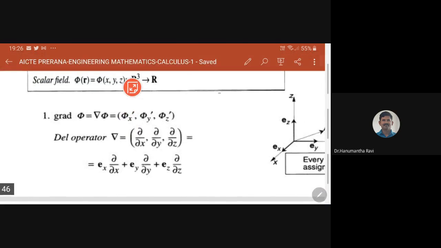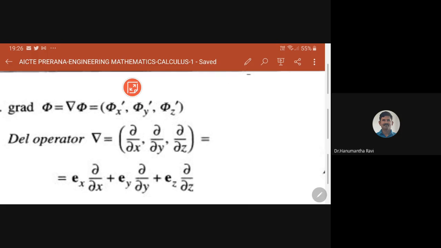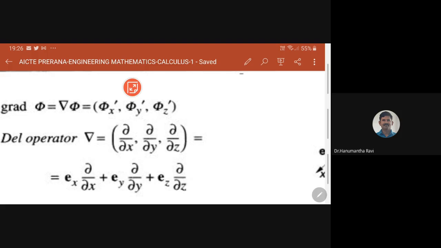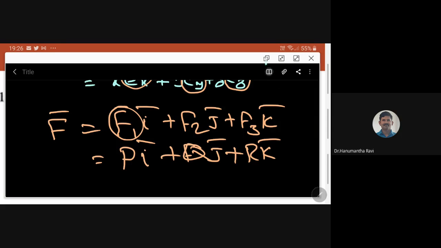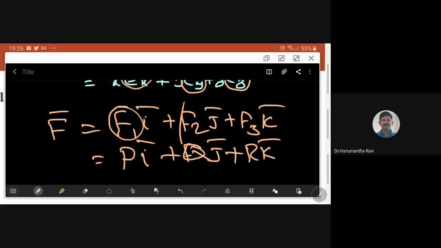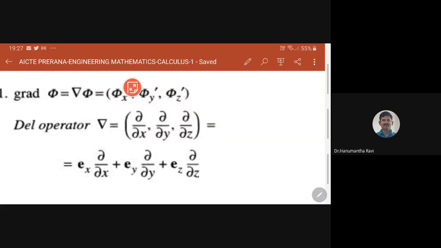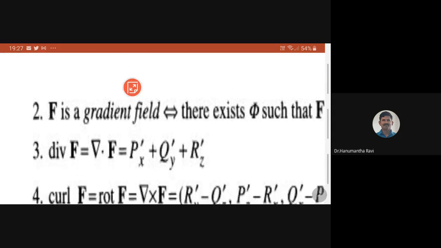So this gradient definition we have given: phi x, phi y, phi z. Gradient means dou phi by dou x i bar plus dou phi by dou y j bar plus dou phi by dou z k bar. That's what we told. The gradient operator sometimes we can write like this also. This is for convenience; while doing problems, it becomes easy for us. This notation I already explained.